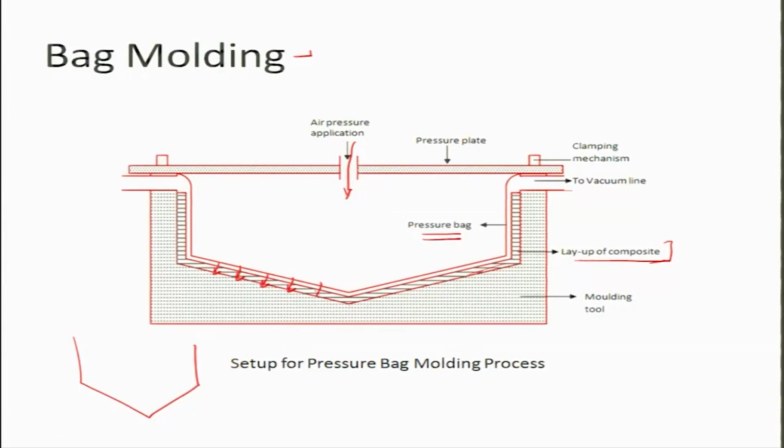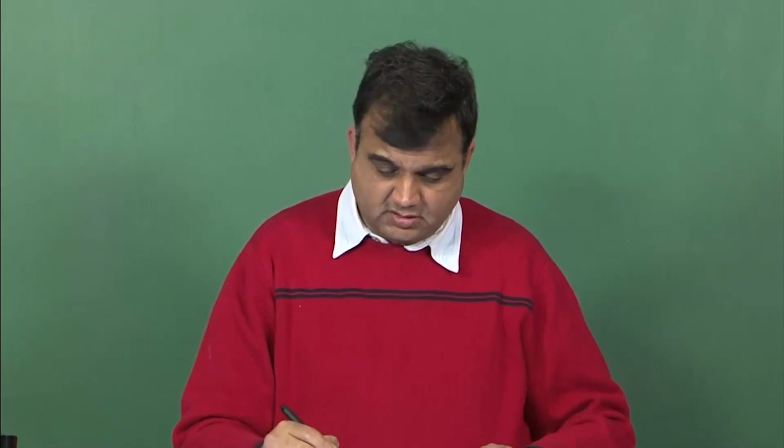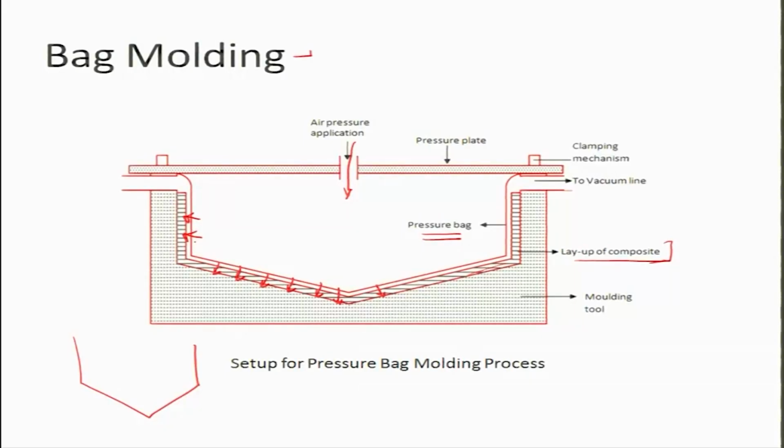The reason why I use a flexible pressure bag is because then it uniformly applies pressure on all the surfaces. If I used a metal part, it will not distribute the pressure uniformly. So, it applies pressure uniformly, and of course, I also have a vacuum line to suck out all the extra air. So, this is the pressure bag molding process.